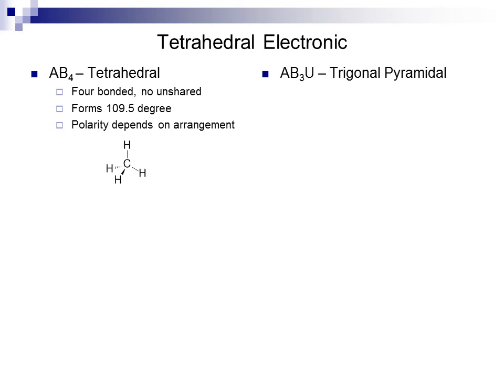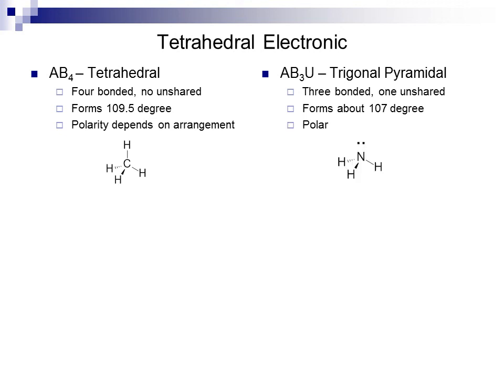Moving on to replacing one electron density area with an unshared pair, we get a trigonal pyramidal. Trigonal pyramidal has three bonded areas and one unshared pair. This forms about a 107 degree angle between the bonded atoms and will always be a polar molecule. The molecule ammonia has that lone pair that sticks up out of the central atom. And so if I look at the actual atoms, it looks like a trigonal pyramid. If you connect the bottom of the three hydrogens together and then bring them all to the top, it's a three-sided pyramid with a base, which is where the trigonal pyramidal name comes from.